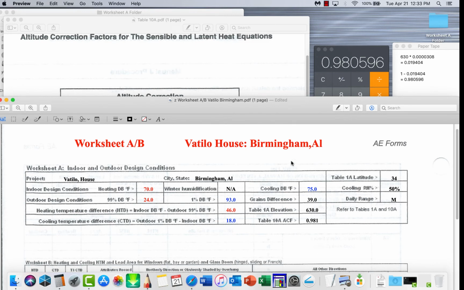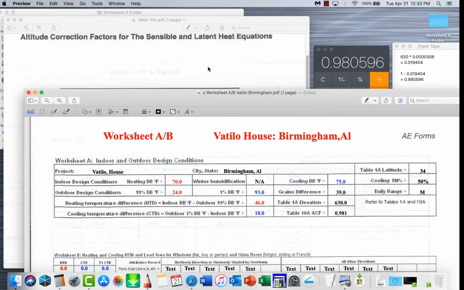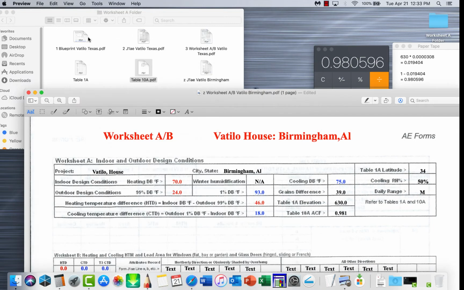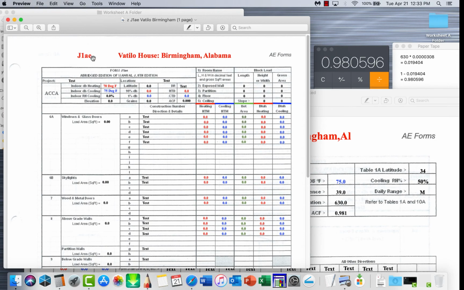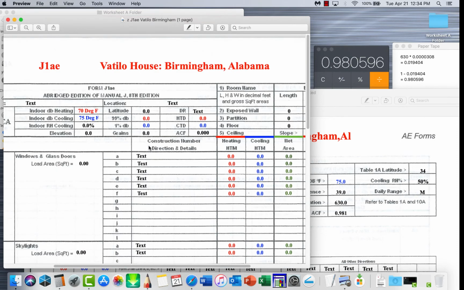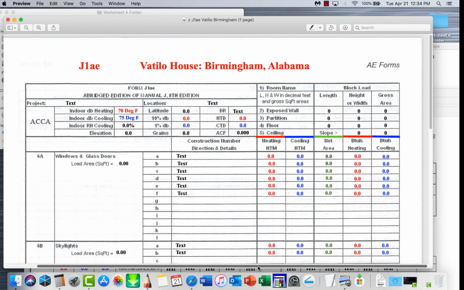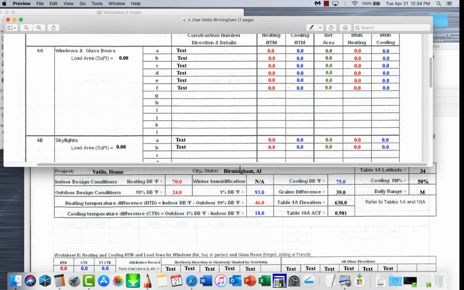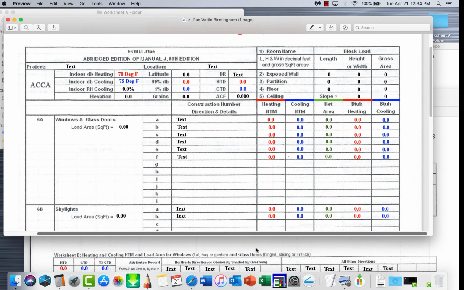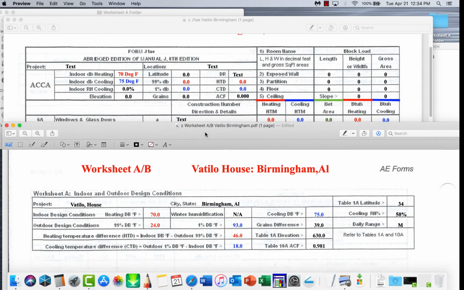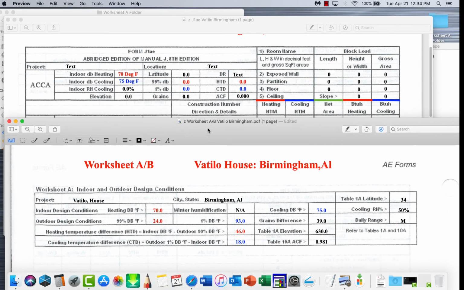All right, the last thing you have to do is just transpose these over to your master worksheet, which is the J1AE. This is the master sheet. This is where everything goes. As you can see, I already got my indoor heating and cooling already put on there. So we're just going to zoom in a little bit here so we can see a little better, and get it where we can flip between these two right here without having to flip back and forth too much.